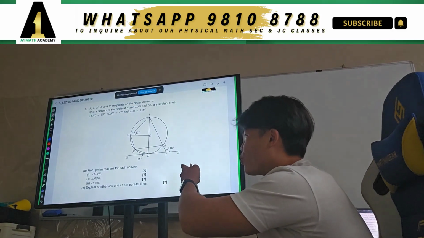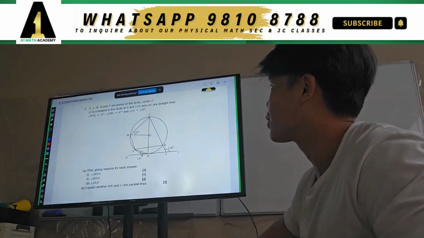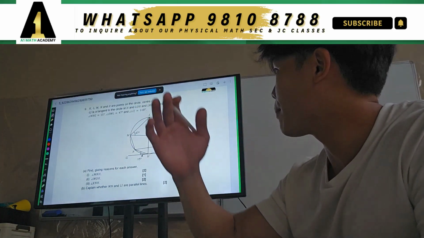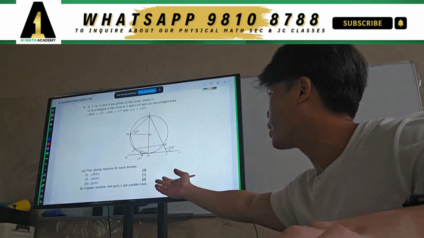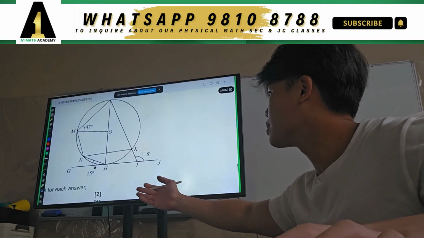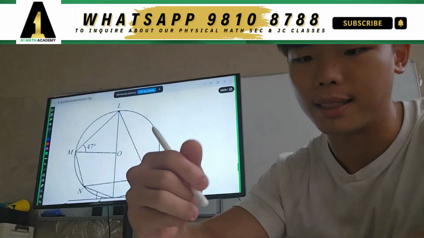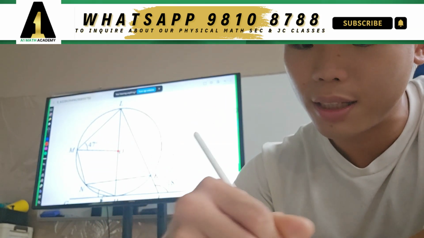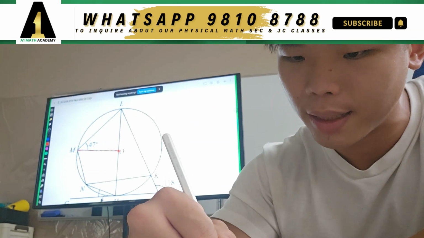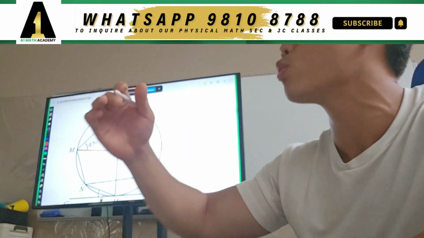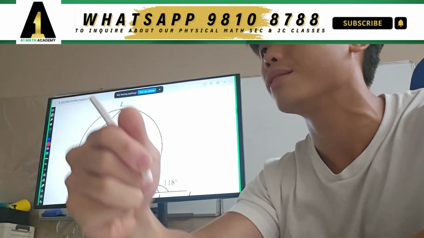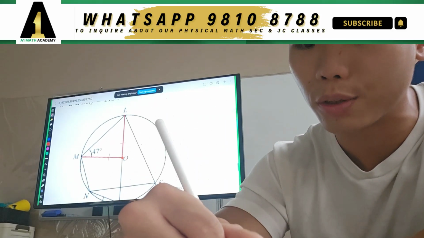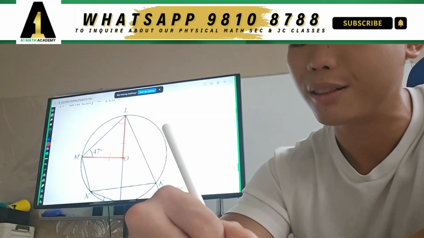How to find this? I use this question to recap with you the different properties of circles. Before we answer the questions, let's annotate this diagram first. First, this is the center of the circle. Do you agree that this is a radius and this is a radius? So if these two are radii, what does that make that triangle? Isosceles.